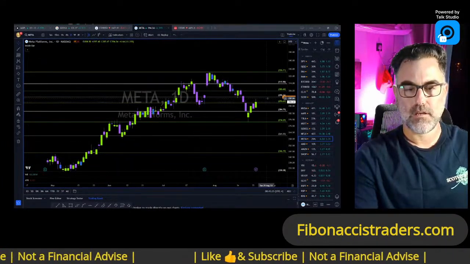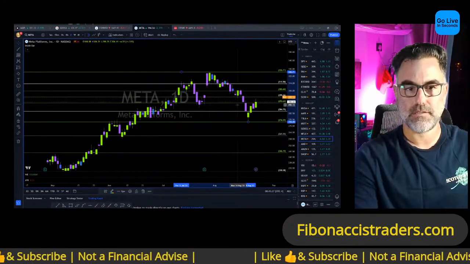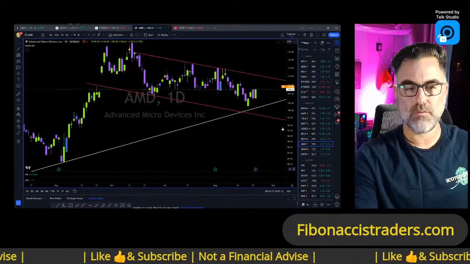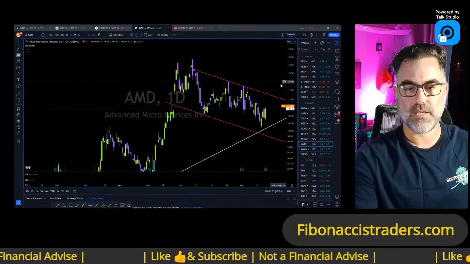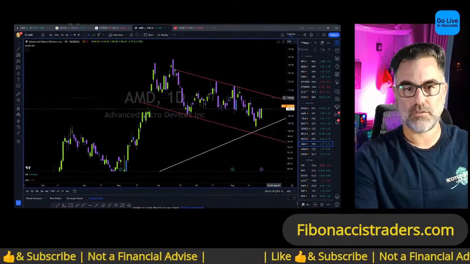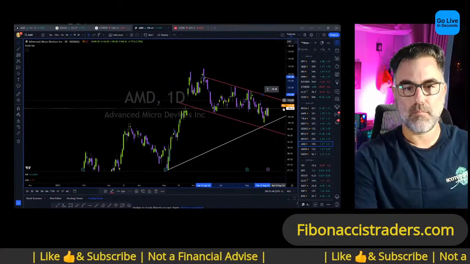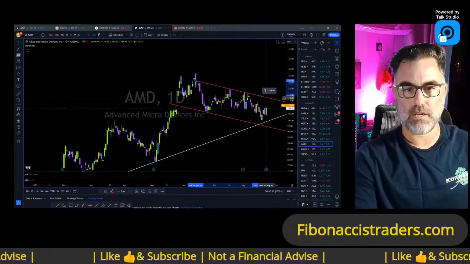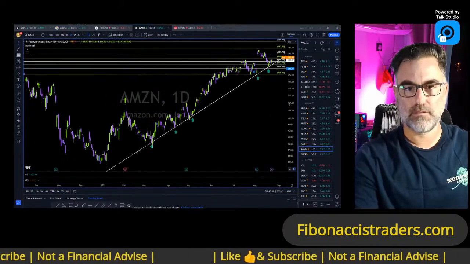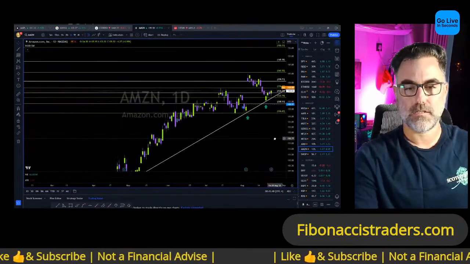Meta, 300 resistance, 284 support. AMD, let's see how AMD will react to NVIDIA's earnings. We have downtrend. Let's see continuation towards this red trend line. In my opinion, long, only a weekly close above it. Amazon, and then we will take some requests.